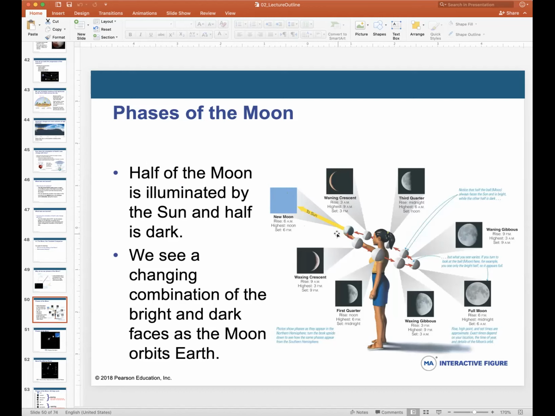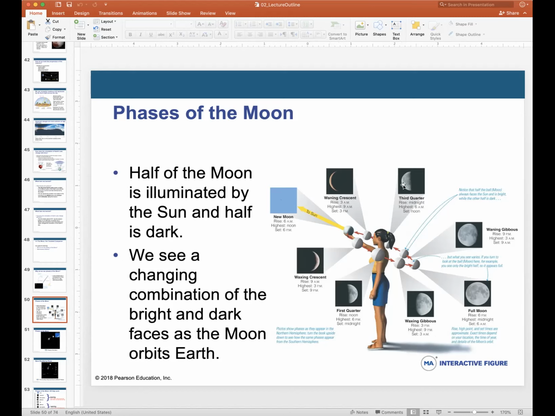As the moon rotates counterclockwise, we go all the way from waxing crescent, first quarter, waxing gibbous, to full moon. The full moon happens when you have the moon on the opposite side compared to the sun. So the sun is here, the moon is over here. Then waning gibbous, third quarter, and waning crescent.